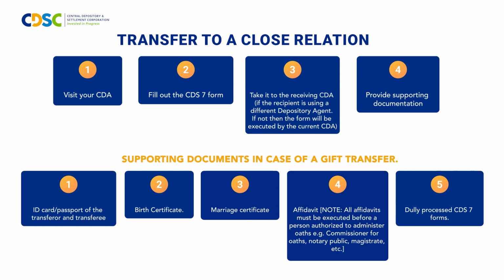So for us to be able to process the private transfer, the account holder will need to go to their broker or the CDA where their shares are held, together with the supporting documents, which are the affidavit that they have drawn, the CDS7 form, and the copies of ID of the account holder and the beneficiary. The account holder will also need to confirm the relationship between them and the beneficiary. If it's a parent gifting their child or children the shares, they will need to attach a birth certificate which confirms the relationship between the transferor and the transferee.